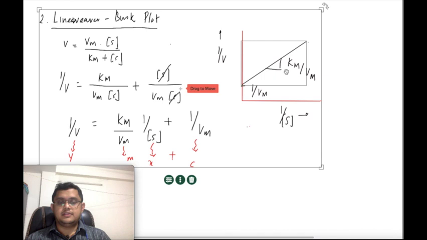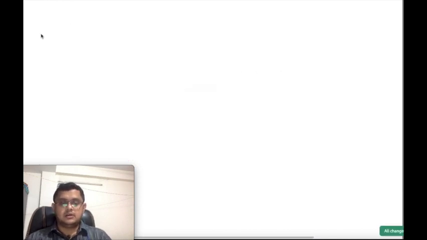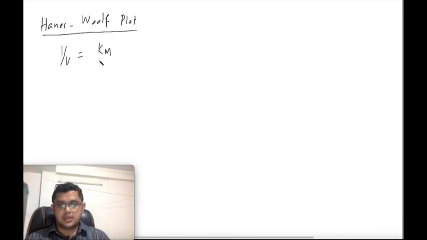Now we will see the third method. The third method is called the Hanes-Woolf plot. We can start from the double reciprocal method. That is 1 by V is equal to Km by Vm into 1 by S plus 1 by Vm. So this is the end of the double reciprocal. They modify the double reciprocal in order to create the Hanes-Woolf plot.